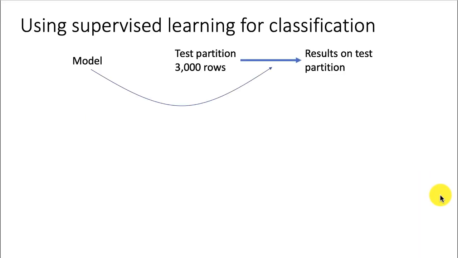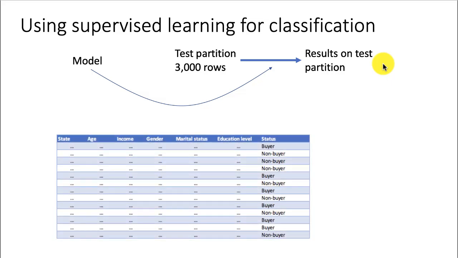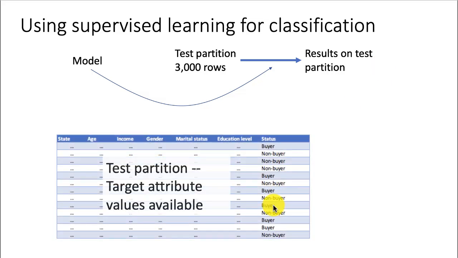To make this even more concrete, we understand that we build a model with the training data, apply it on the test partition and see the results. Concretely, it might look something like this. Let's say that this is a test partition of some data set. We've already got the model based on the training partition. And of course, because the test partition is also historical data, the target attribute value is still available. Because we took our entire data set, let's say 10,000 rows, and this is the 3,000 rows that we kept away.